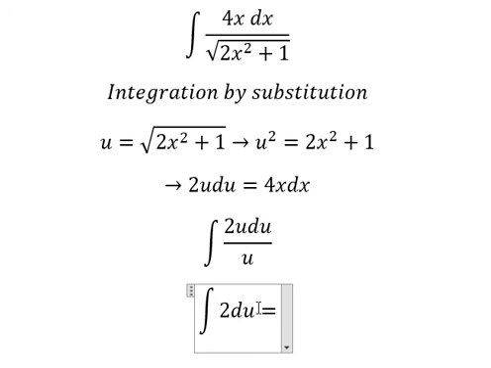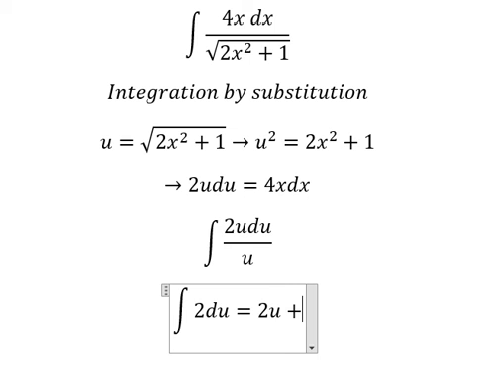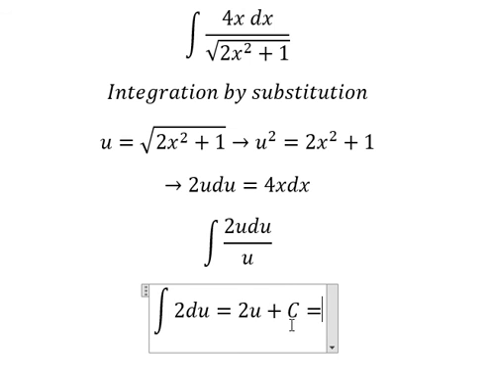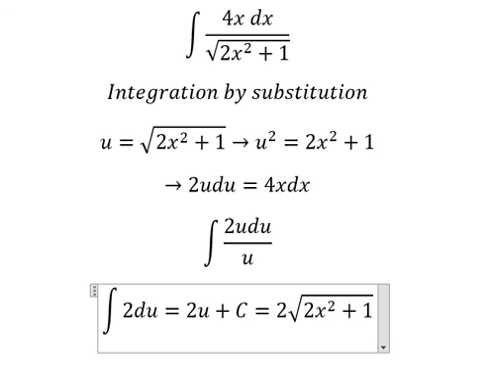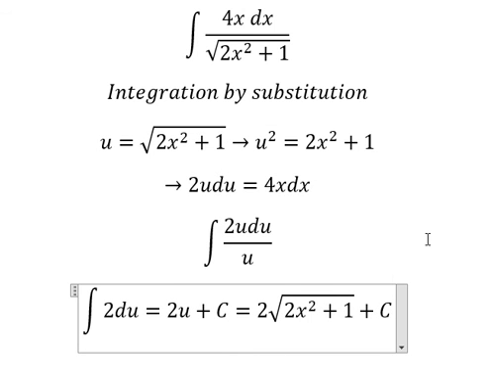The integration of the u, we have u. C, that's the constant. About u, that's this one. And that is the final answer.